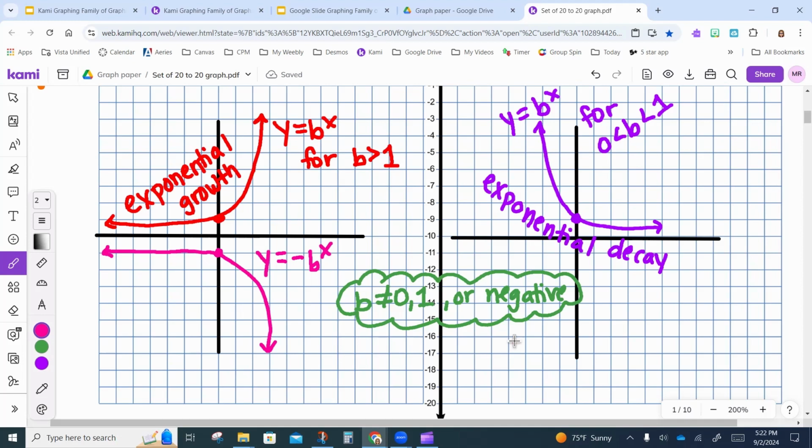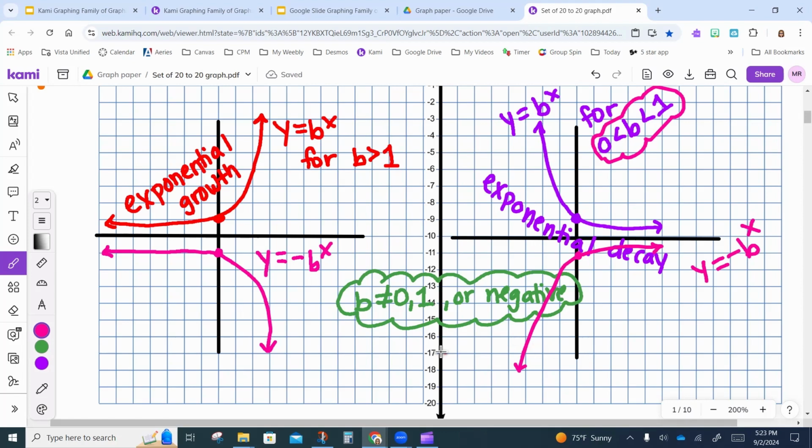Same situation over here. So again, if I have y equal negative b to the power x, negative b to the power x, where again, my base is between 0 and 1, it is going to be a mirror image of this decay. So it's going to be looking like this. Just going to flip it across the x-axis.